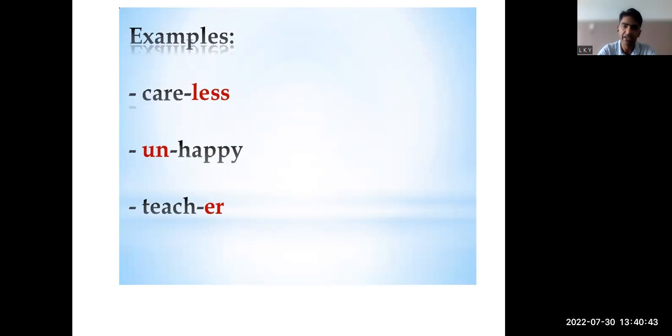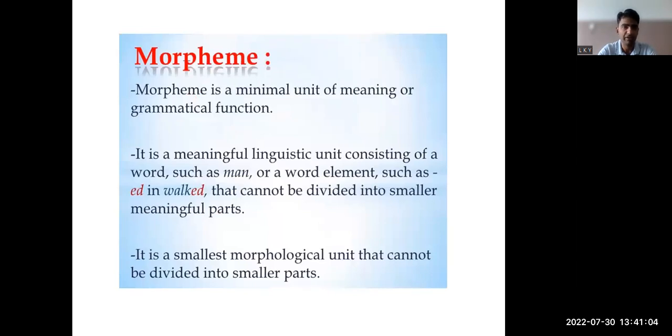So under morphology, we will study different kinds of morphemes like less, un, er. Although these are very small, short words, they have their proper meaning and their proper grammatical function as well. A morpheme is a minimal unit of meaning or grammatical function. It is a meaningful linguistic unit, consisting of a word such as man or a word element such as ed in invoked, that cannot be divided into smaller meaningful parts.